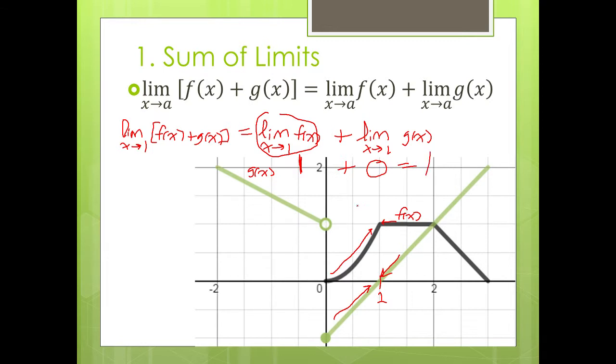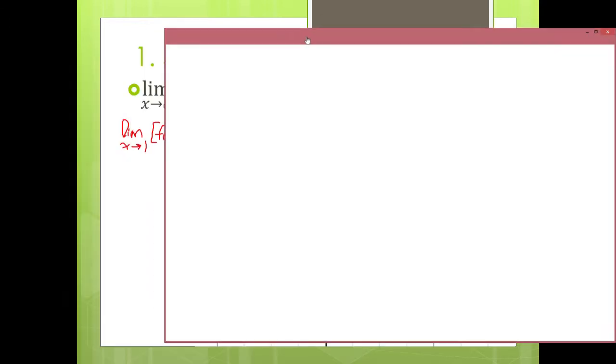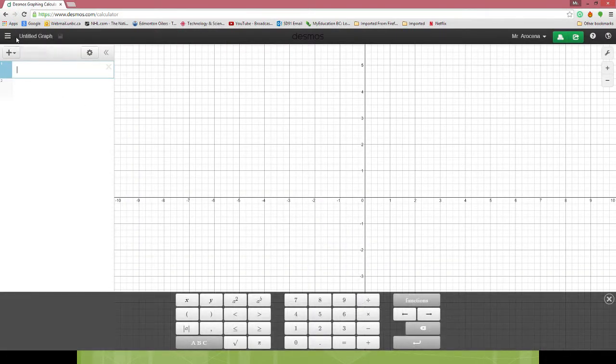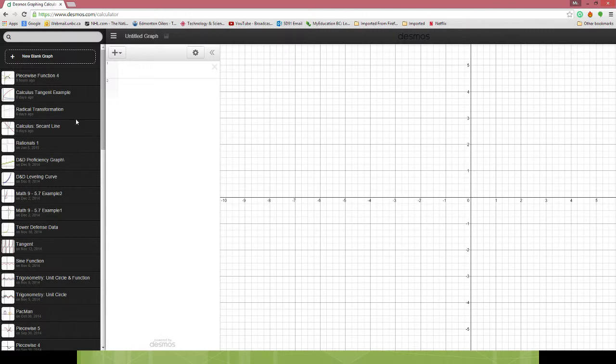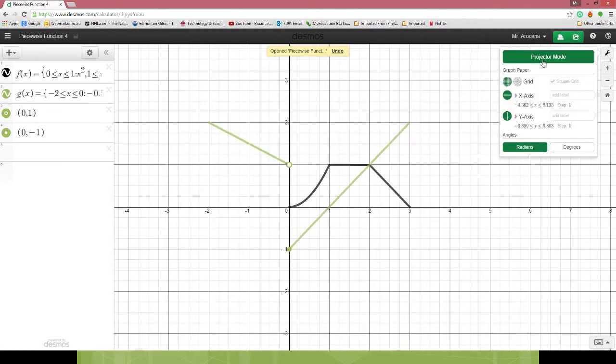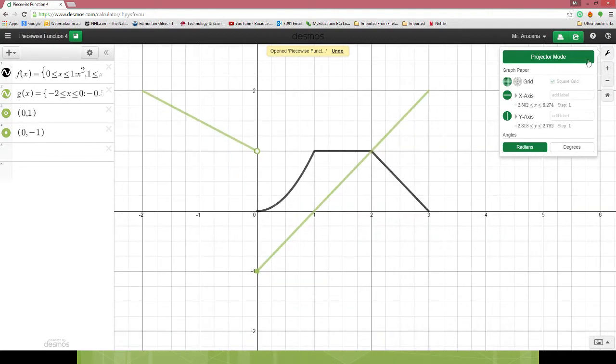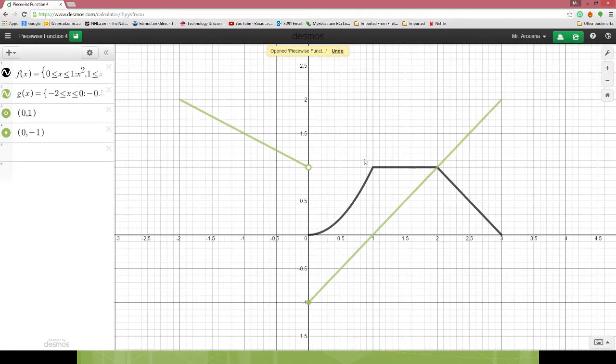Now to illustrate this even further, I'm going to bring up this graph. Let's fire up Desmos. I think I have it. There it is. There's my piecewise function.